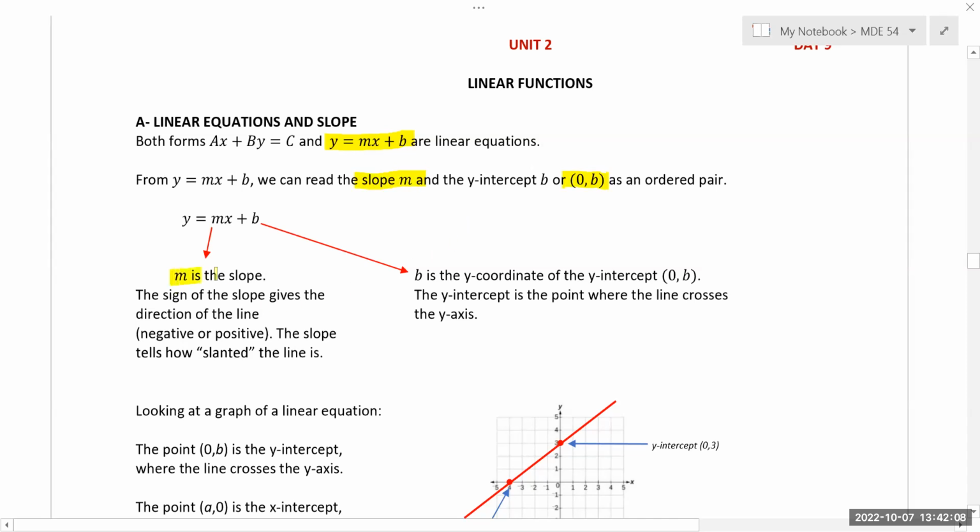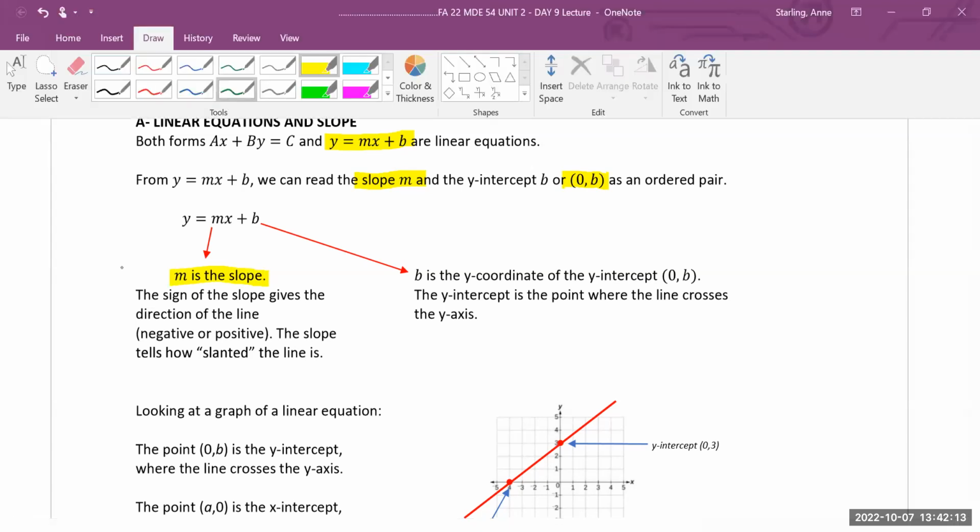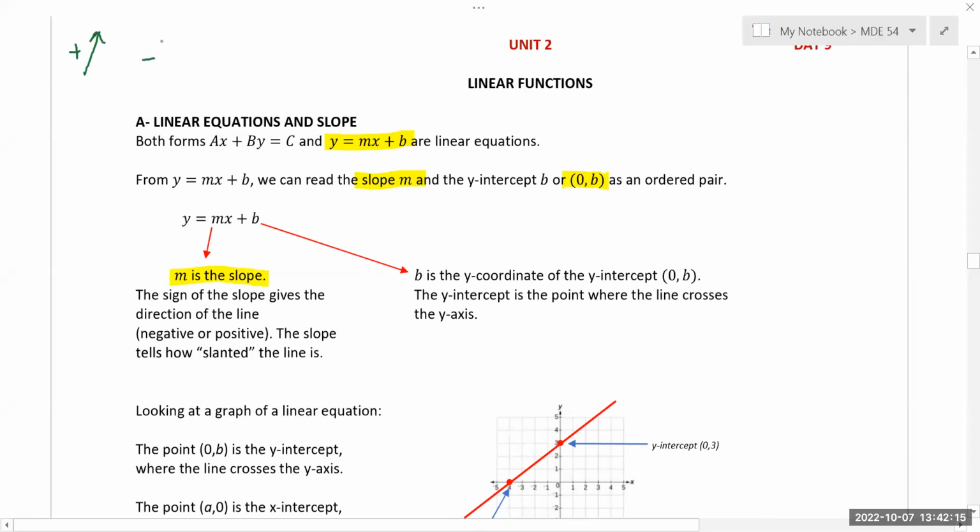In this formula, m is the slope. If it is positive, it means it's going up. If it's negative, it means it's going down, but it can also tell you how slanted it is. Is it growing slowly? Is it growing quickly? That'll all be in that slope. Slope is your rise over run. It tells you how high to rise, or fall if it's negative, and then how far to run, which is left to right. b is going to be that y-intercept when x is 0.